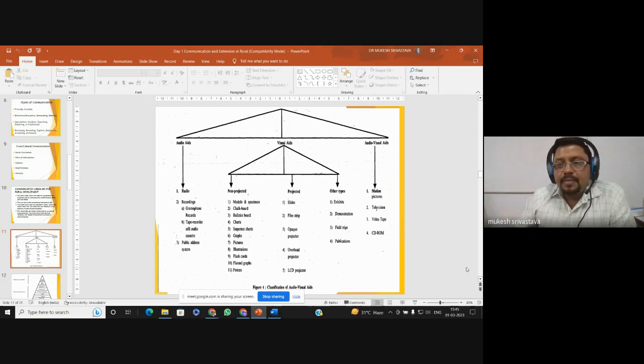Another thing is, if we combine those audio and visual aids, that means if we use motion pictures, televisions, videotapes and CD-ROMs, these combine both audio and video aids. This is called audio visual aids. So these are some classifications of audio visual aids which we can use in rural areas.